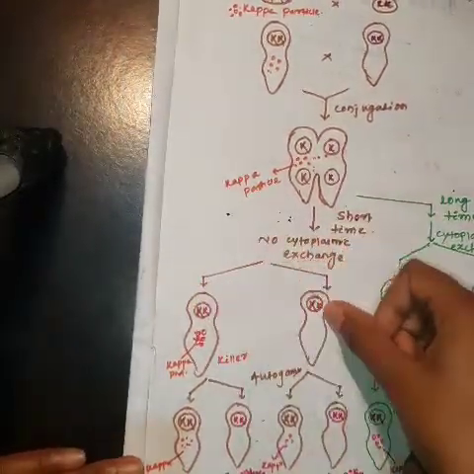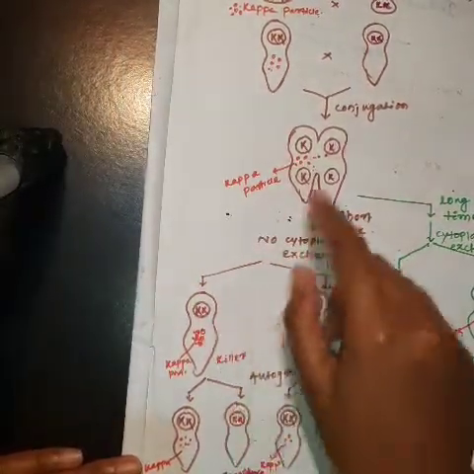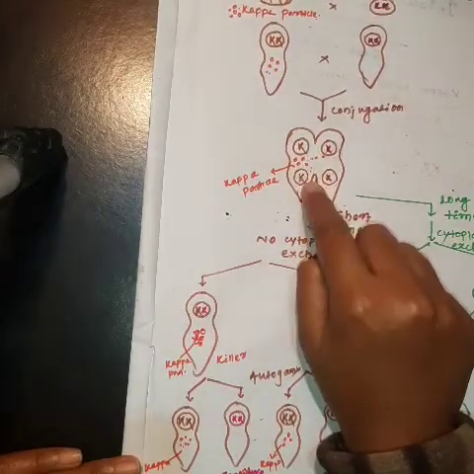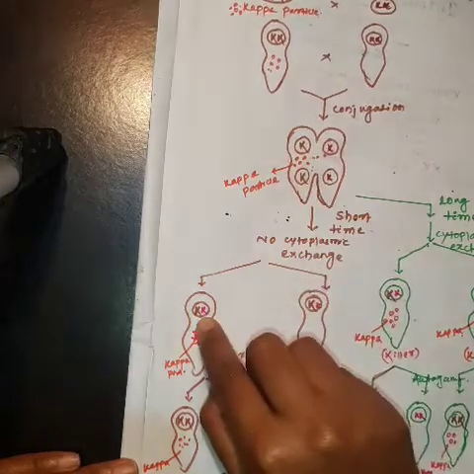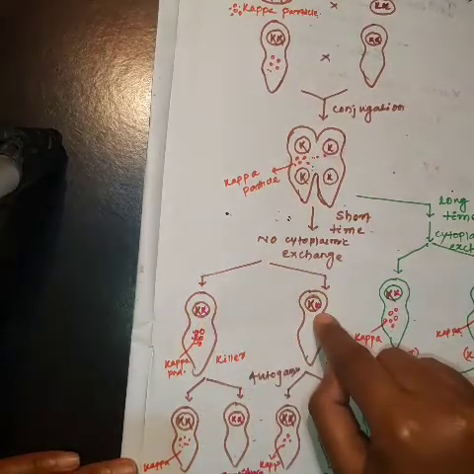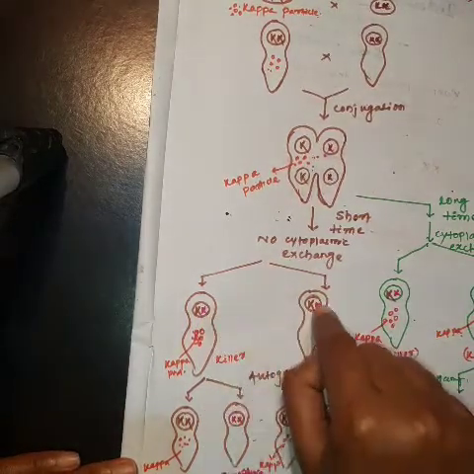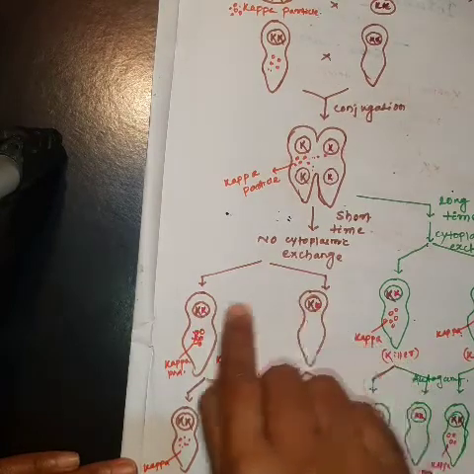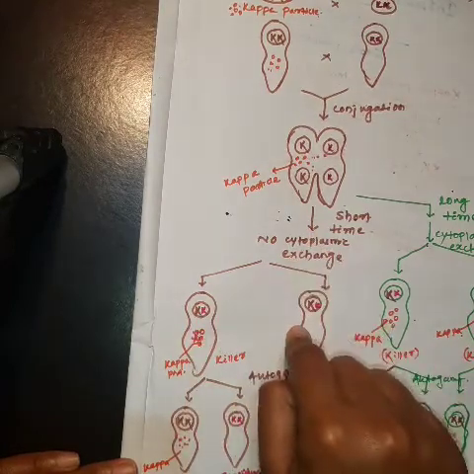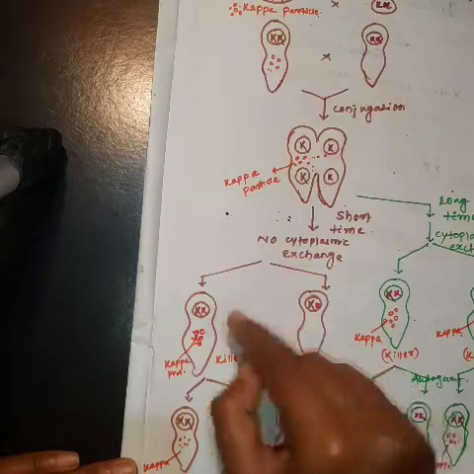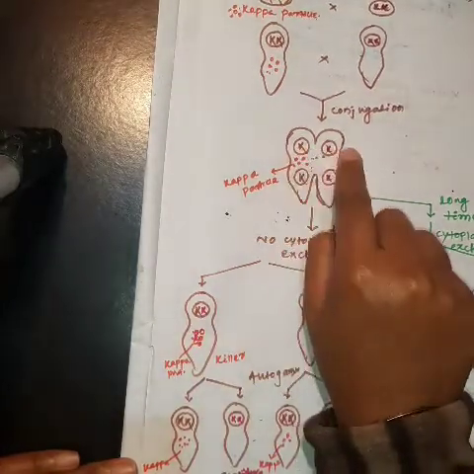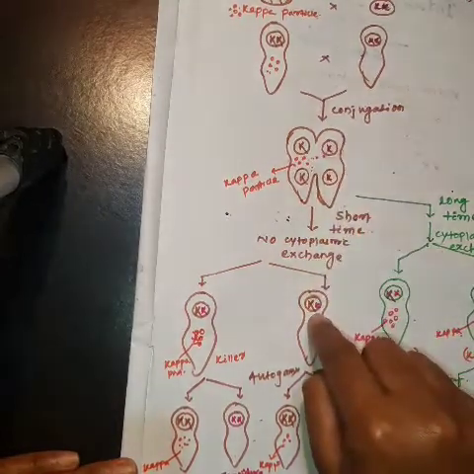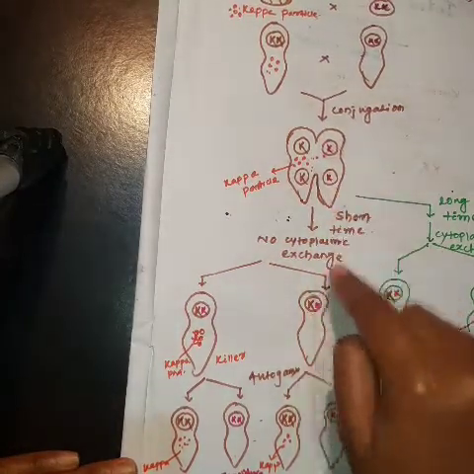So you can see here the kappa particle, but what about the genotype? This will produce capital K, small k. This is called X conjugant. Conjugation products are called conjugants. So this will carry one copy of capital K, one copy of small k. This will also carry one copy of capital K, one copy of small k.